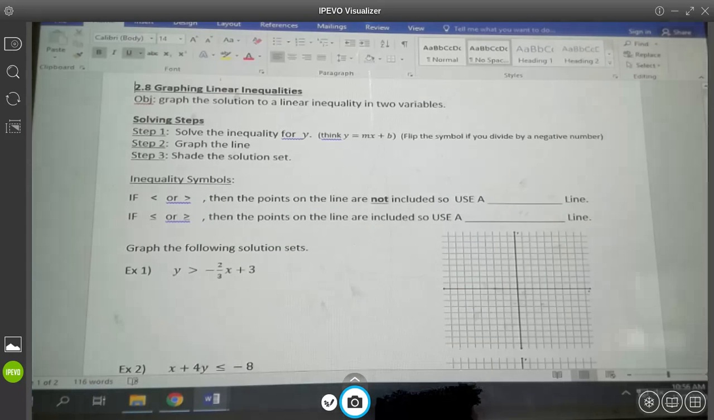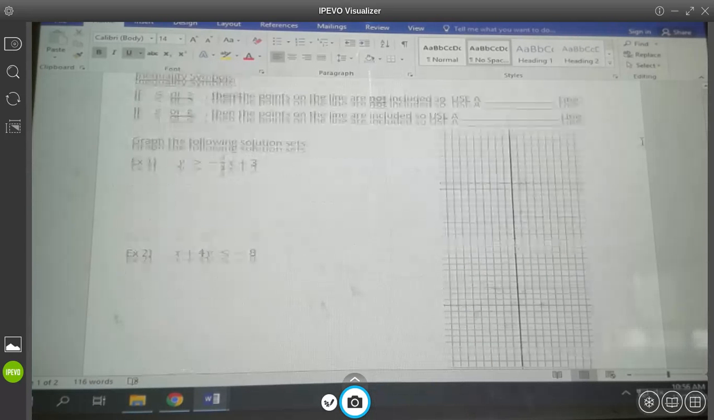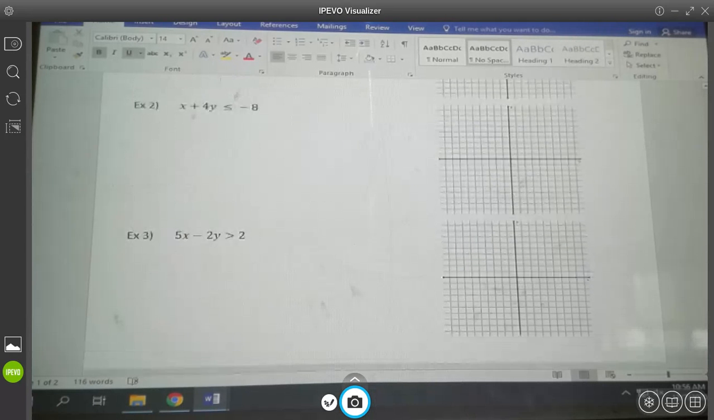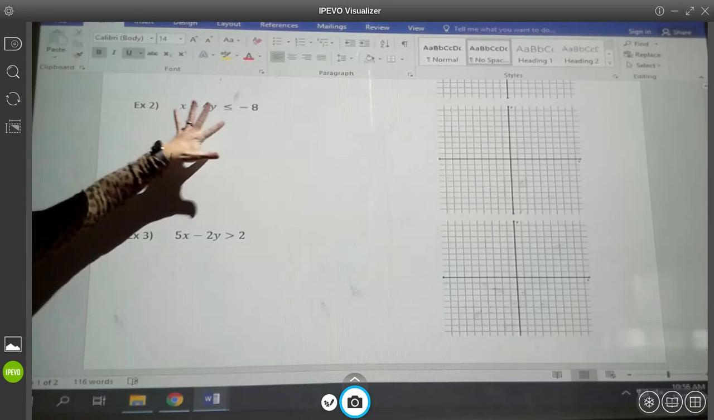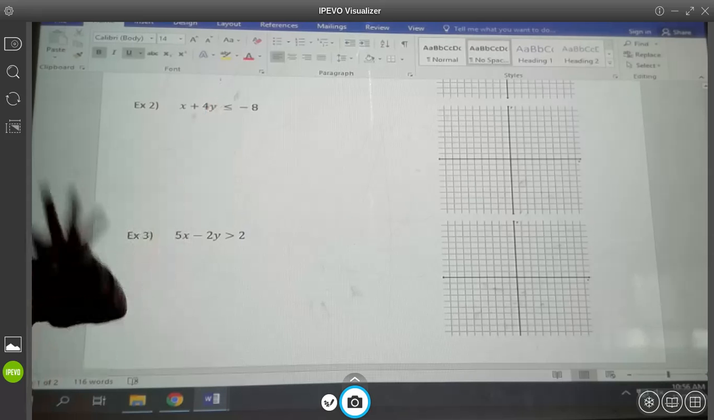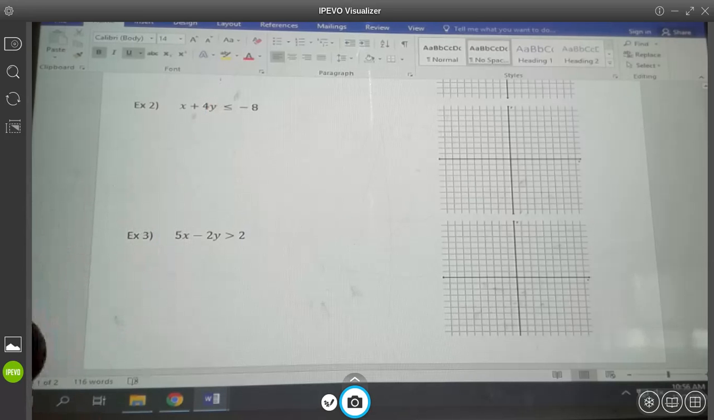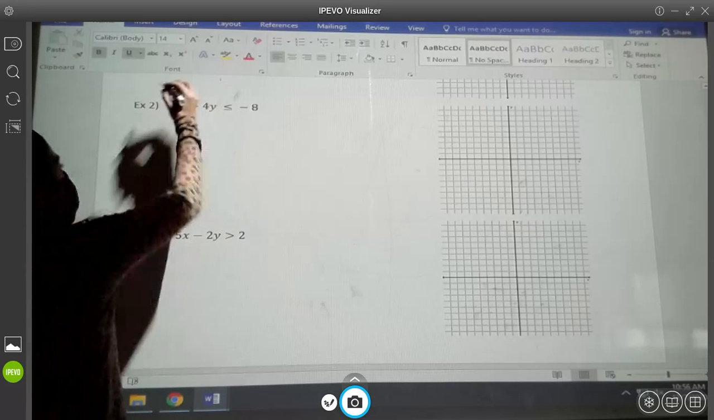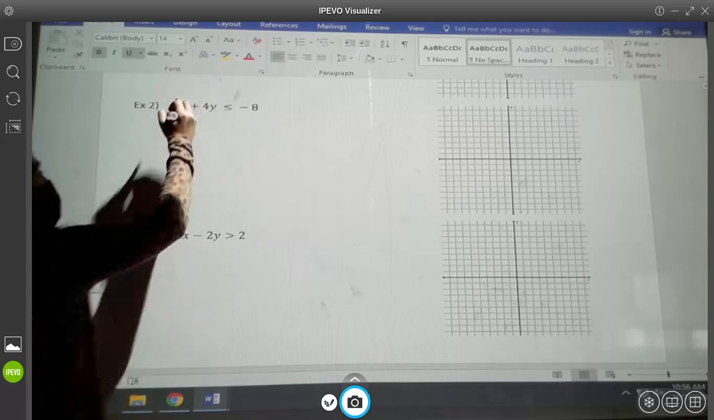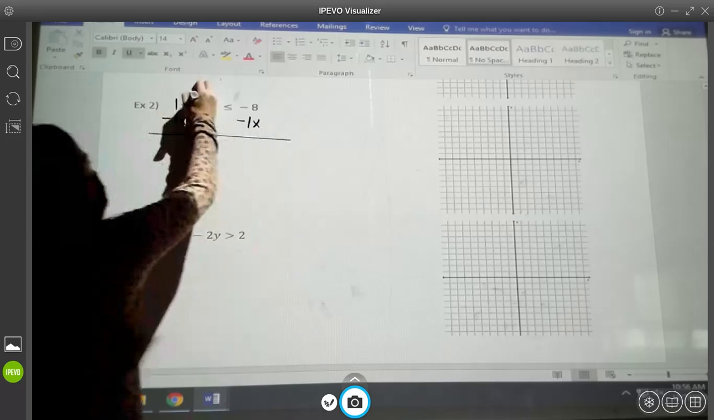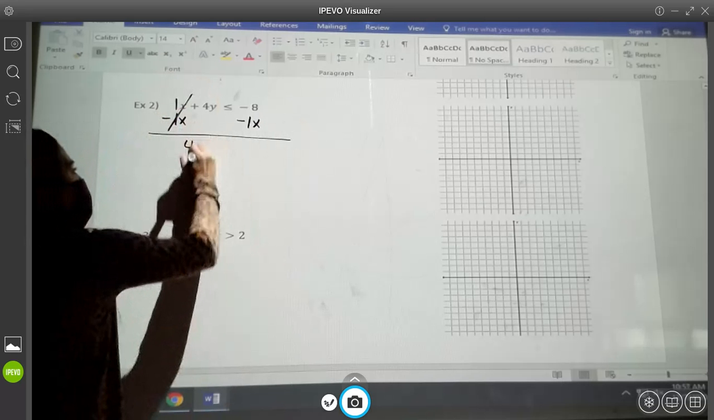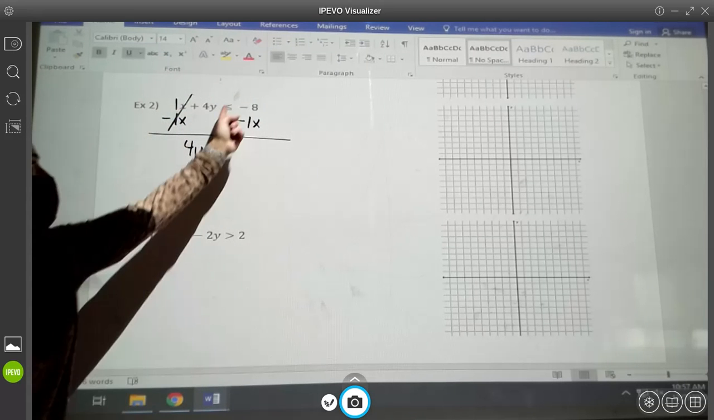Okay, so guys, look at example 2. Now we have to graph this solution set. So first things first, if we're going to graph it, we've got to solve it for y. So let's solve for y. Let's take our 1x and minus it to the other side. Positive 4y is less than or equal to, I can't combine them, so let's separate them. I'm going to put my negative 1x first, and then my minus 8.